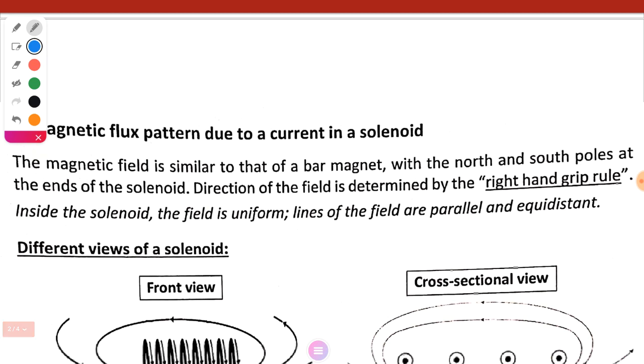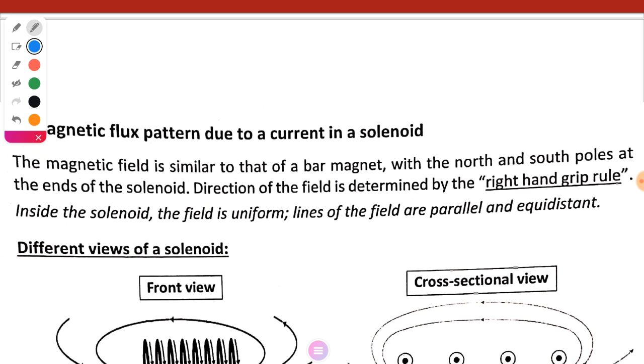Magnetic flux pattern due to current in a solenoid. A solenoid is like a spiral spring. Its magnetic field is similar to that of a bar magnet. In the first state, when we use a straight wire, the magnetic flux is in the form of concentric circles, while in the case of a solenoid, the magnetic field is similar to that of a bar magnet, with the north and south poles at the ends of the solenoid.